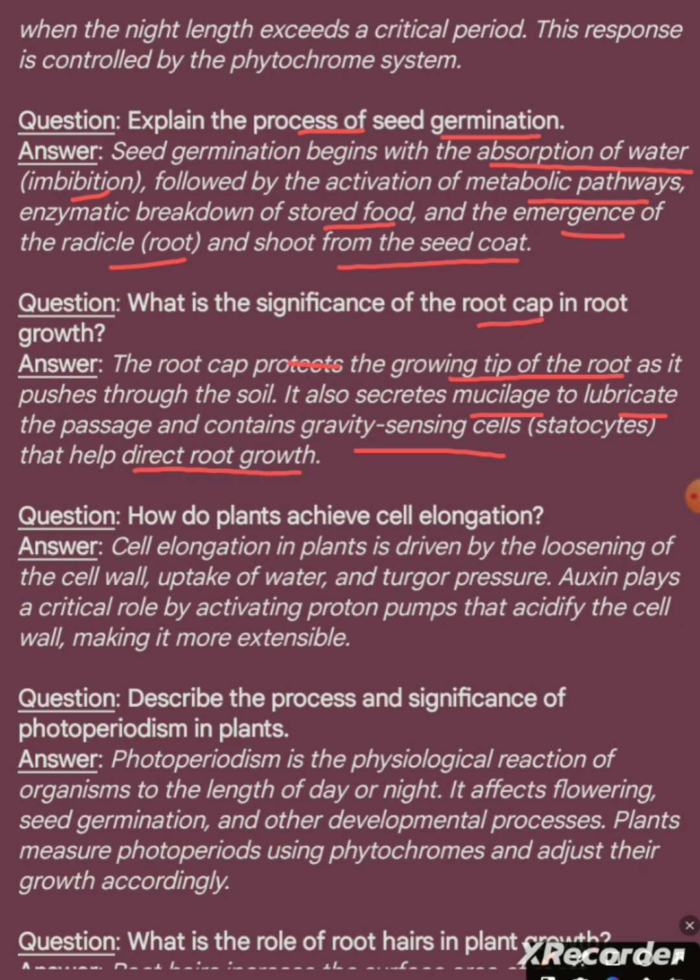Next question. How do plants achieve cell elongation? Answer: Cell elongation in plants is driven by the loosening of the cell wall, uptake of water, and turgor pressure. Auxin plays a critical role by activating proton pumps that acidify the cell wall, making it more extensible.